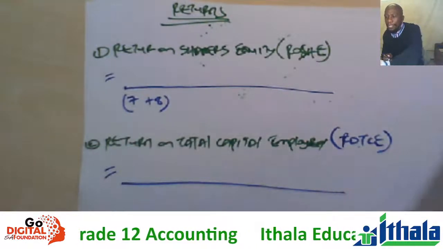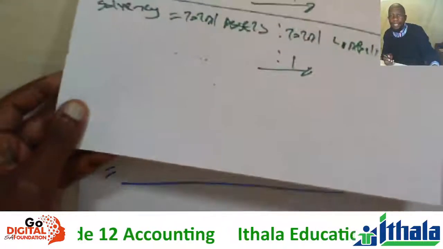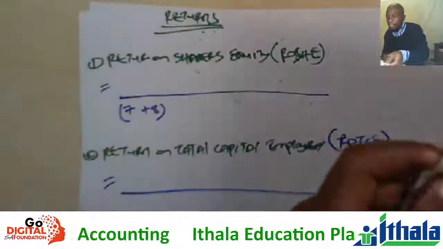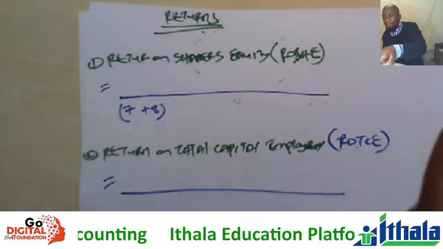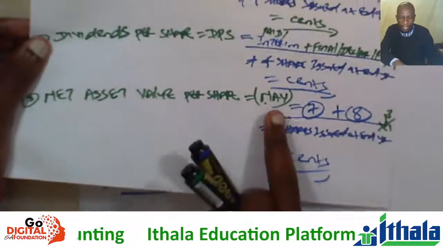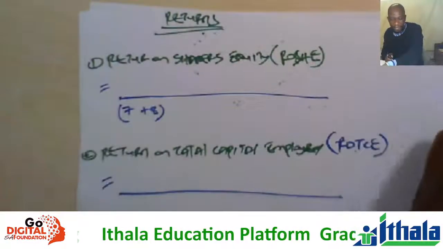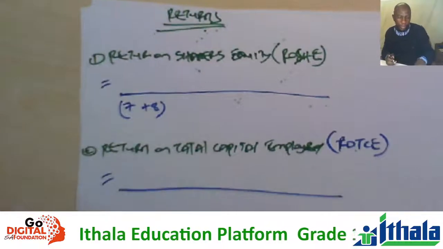Simthola kuphi kwi-risk ratio. Nangu risk ratio yabona. Nangu liability is to 7 and 8. Siphinde futhi simthole kuphi kwi-NAV. Right? 7 and 8 is our numerator divided by number of shares issued. Also even nala kwi-ROSH na kwi-ROIS.